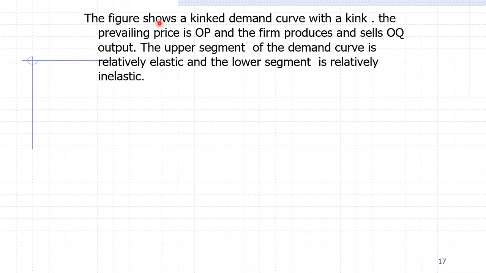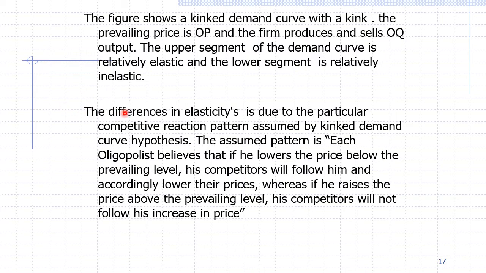The figure shows a kinked demand curve with the kink. The prevailing price is OP and the firm produces and sells OQ output. The upper segment of the demand curve is relatively elastic and the lower segment is relatively inelastic. The difference in elasticities is due to the particular competitive reaction pattern assumed by the kinked demand curve hypothesis.